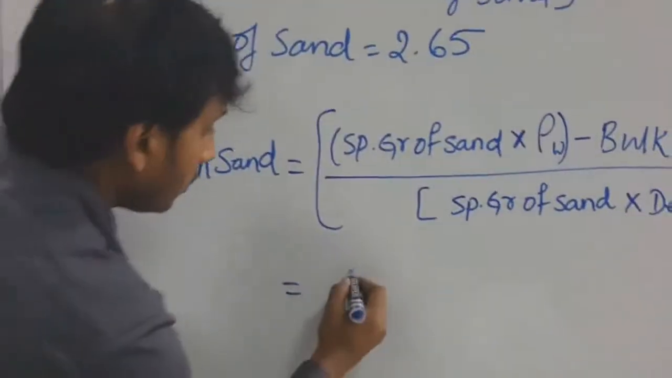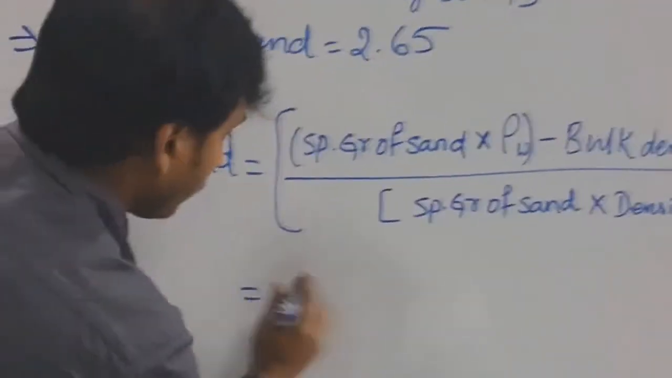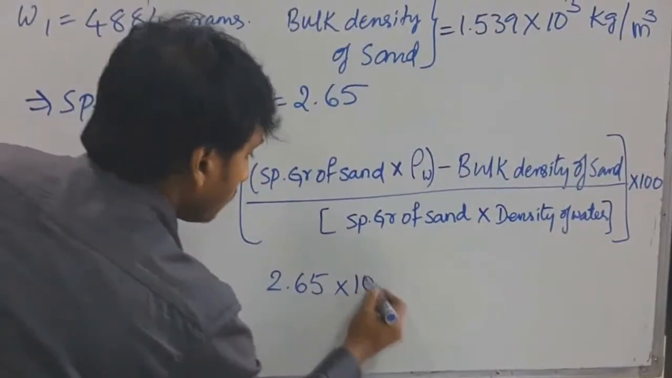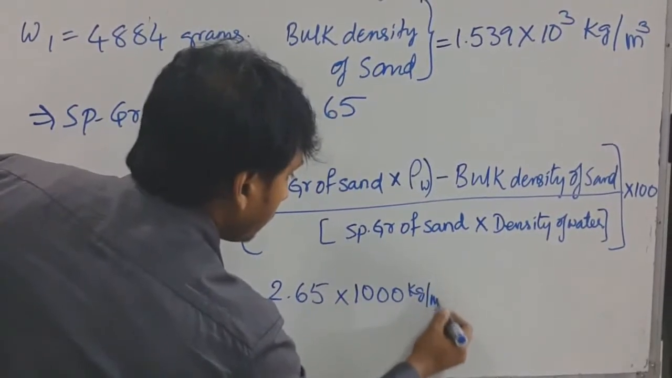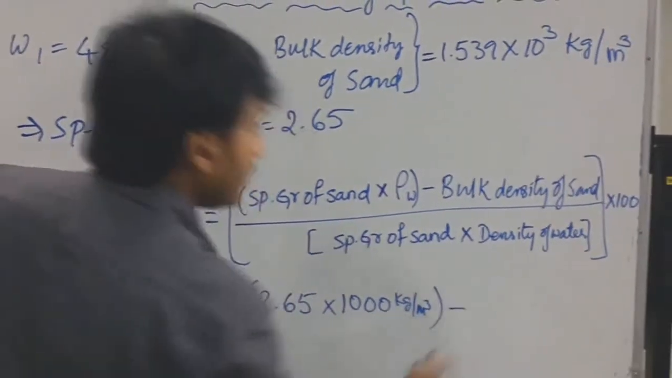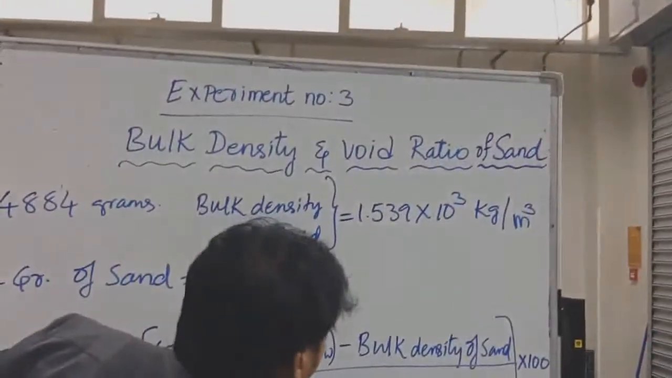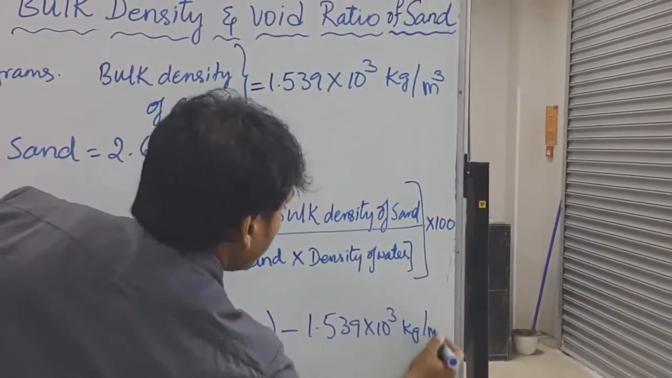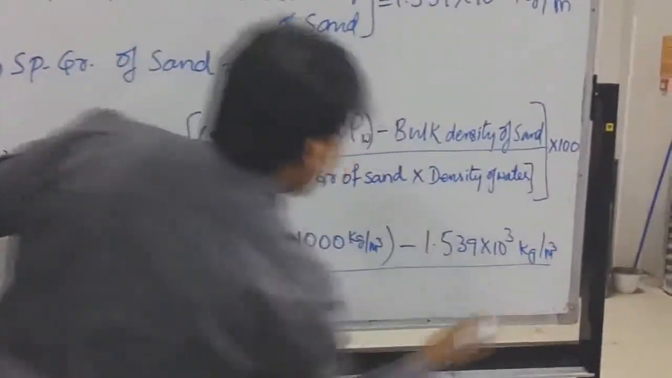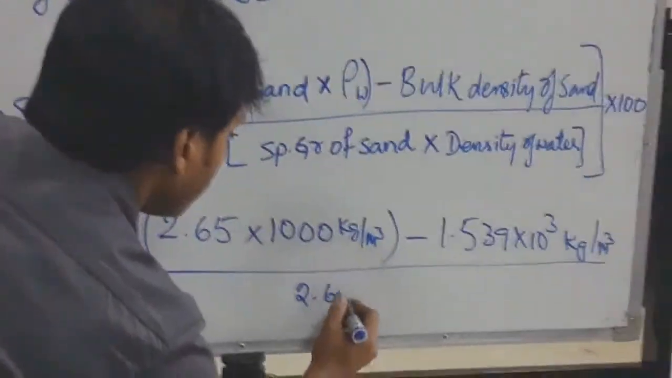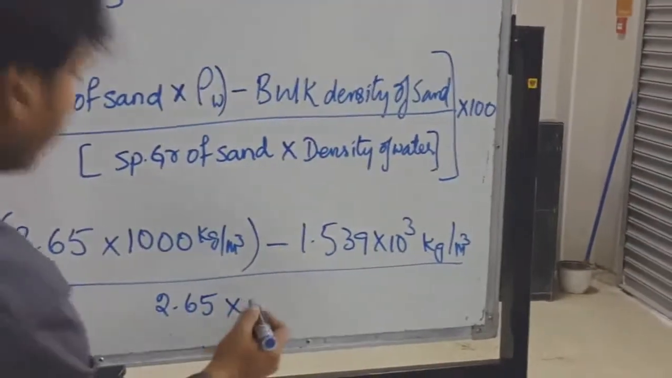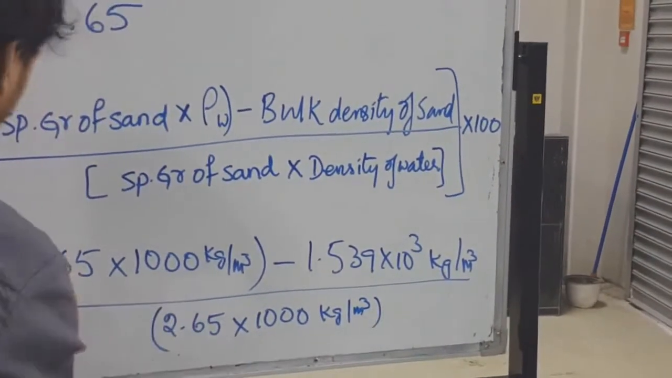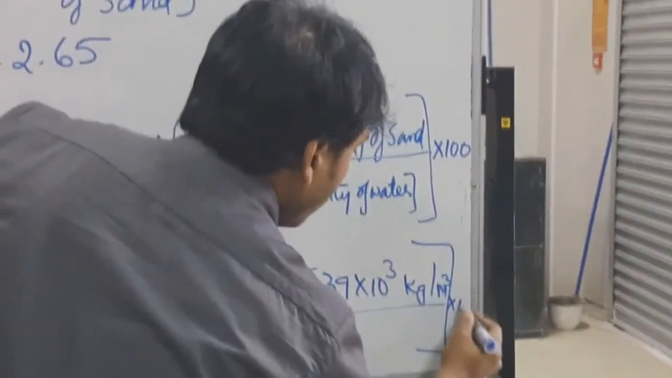So let me calculate this. 2.65, density of water is 1000 kg per meter cube, minus bulk density of sand 1.539 into 10 cube kg per meter cube, over specific gravity of sand into density of water, whole multiplied by 100.